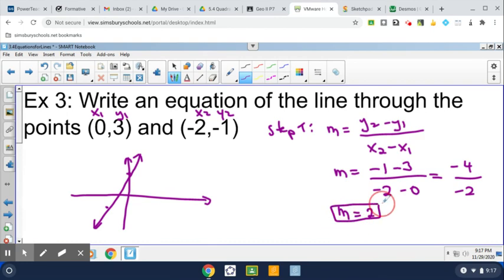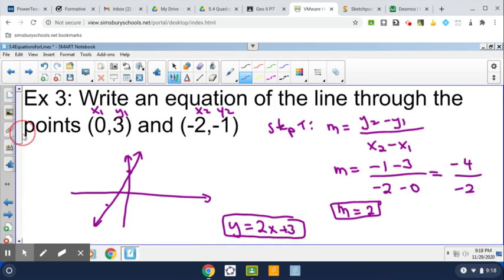Now, in this case, you don't have to do any work to find b, because b is equal to +3. But if this wasn't 0, 3, for example, 5, 3, you would have to do an extra step. Okay, but in this case, your answer would be y equals 2x plus 3. Why is your y-intercept equal to 3? Because y-intercept is always when x is 0. Okay, so your final answer is y equals 2x plus 3.